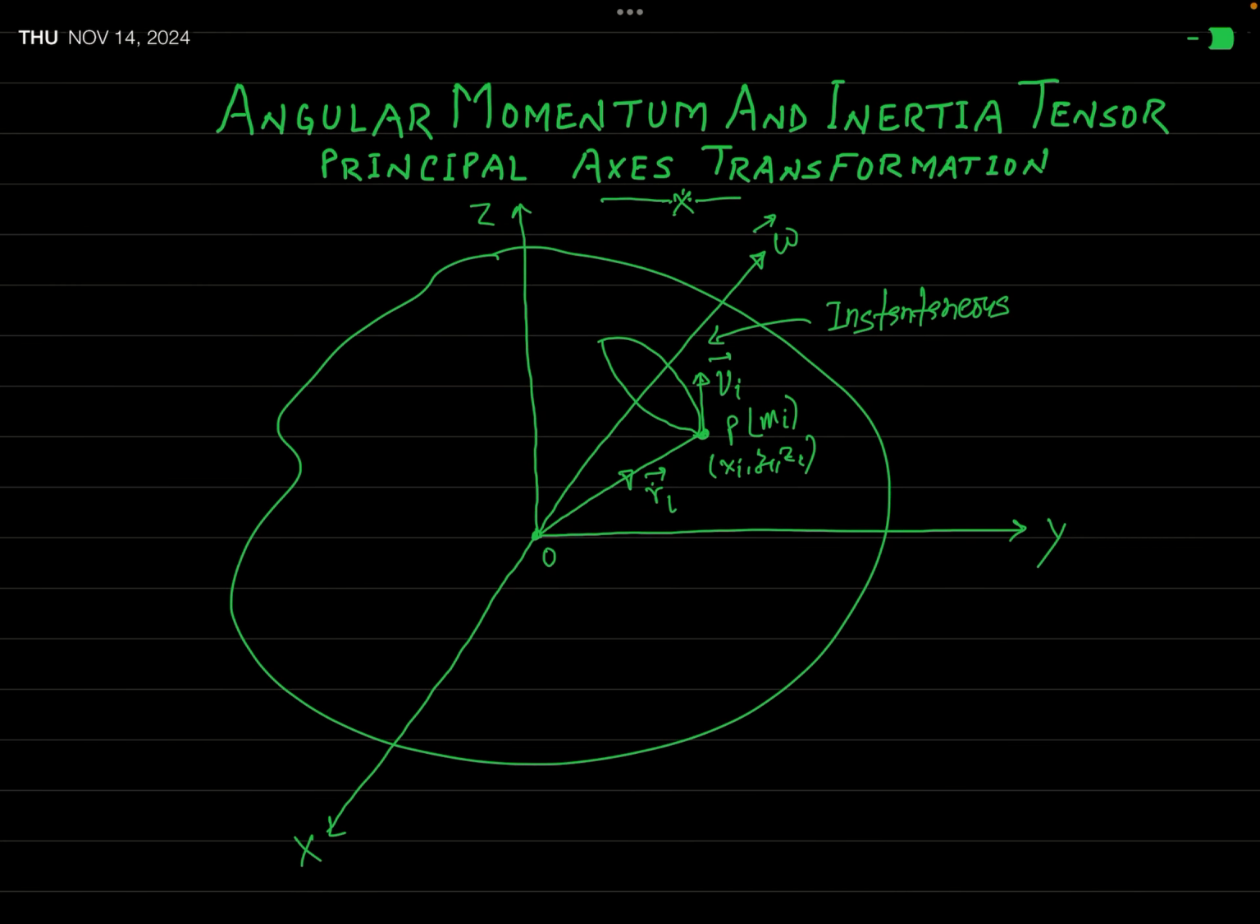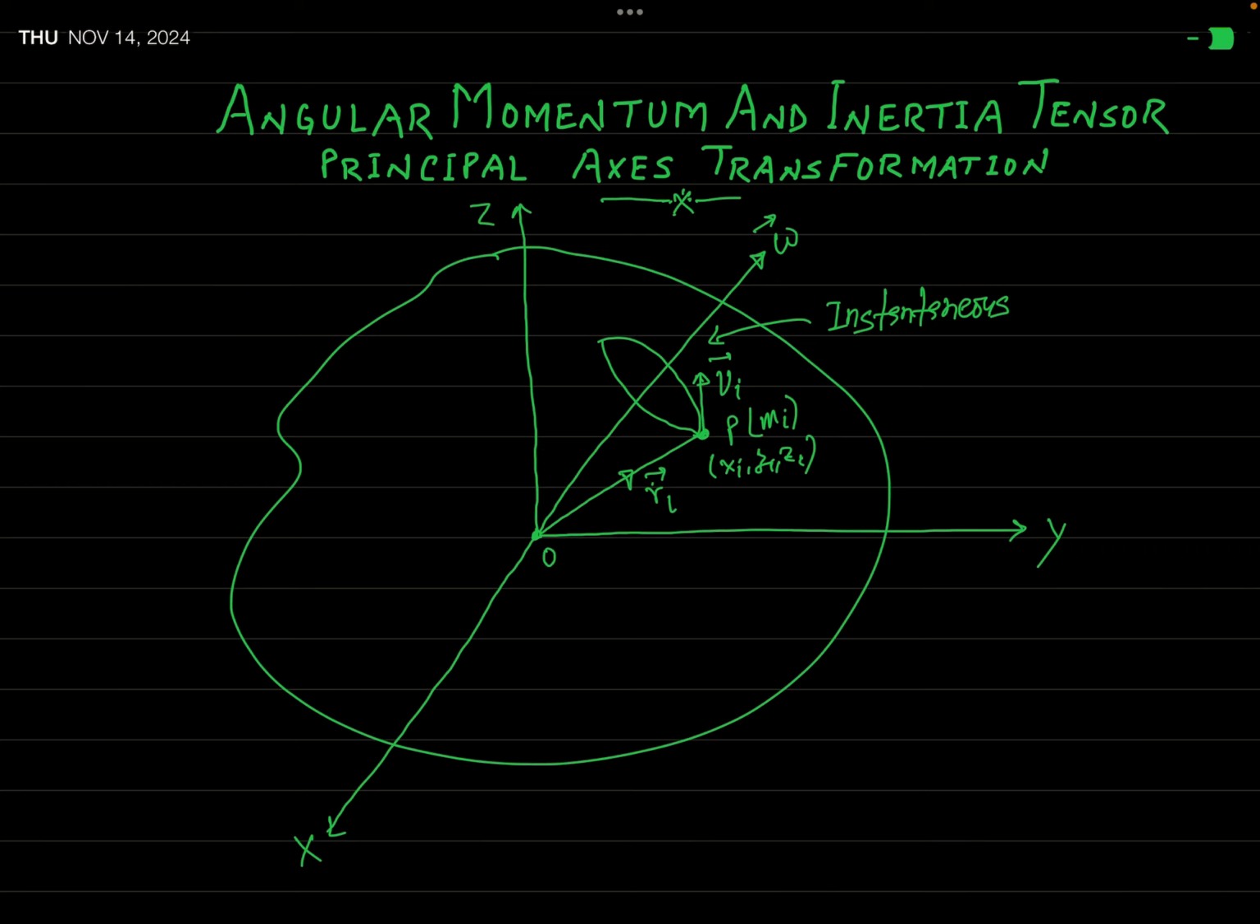In the previous lecture, we started to discuss the concept of angular momentum and the inertia tensor of a rigid body. You have seen how we can define the angular momentum, and how the concept of the inertia tensor develops from the expression for the angular momentum of a rigid body.